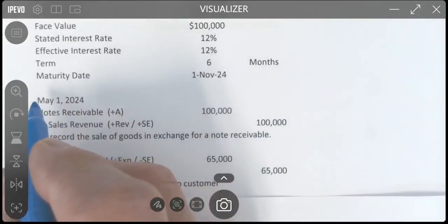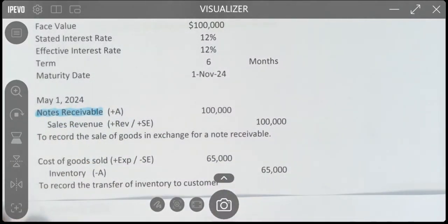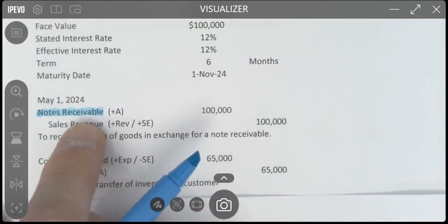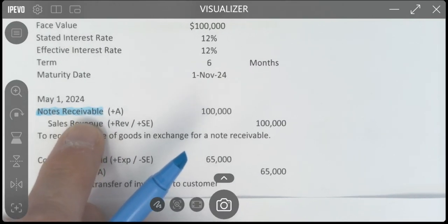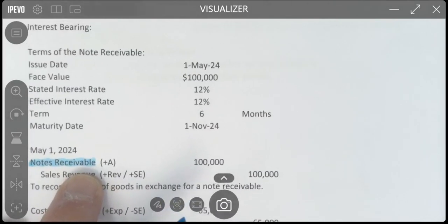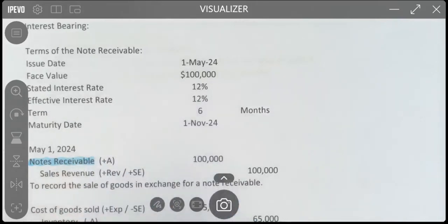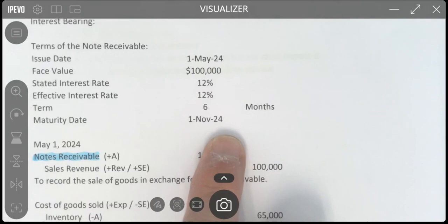And the only thing new here is that to date, we've usually had either accounts receivable or cash. Accounts receivable, if that's what's debited, relates to a promise to pay within a very few days. So the company basically gave an interest-free, very, very short-term loan. But in this case, it's the note receivable. And here are the terms of the note receivable.